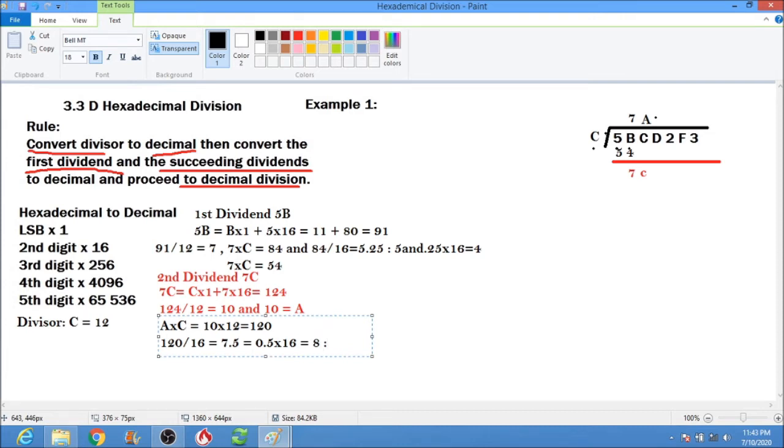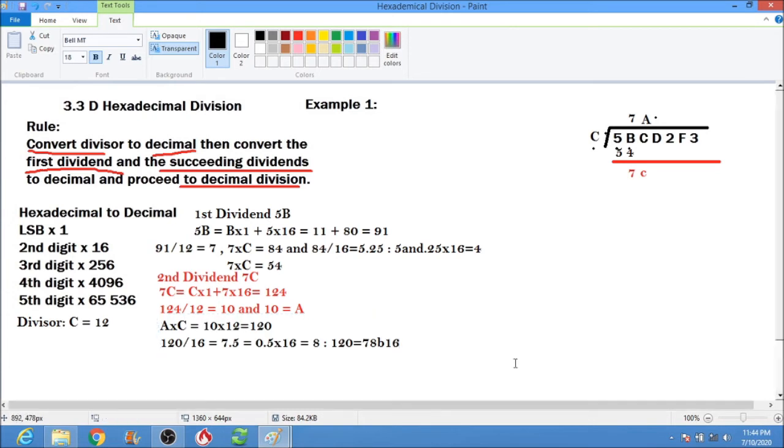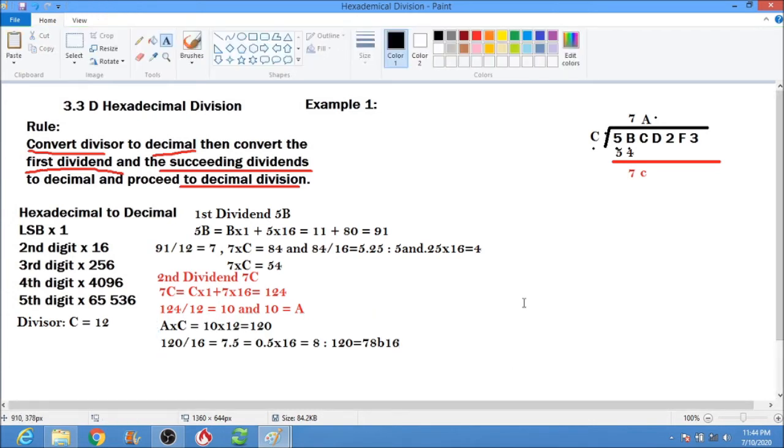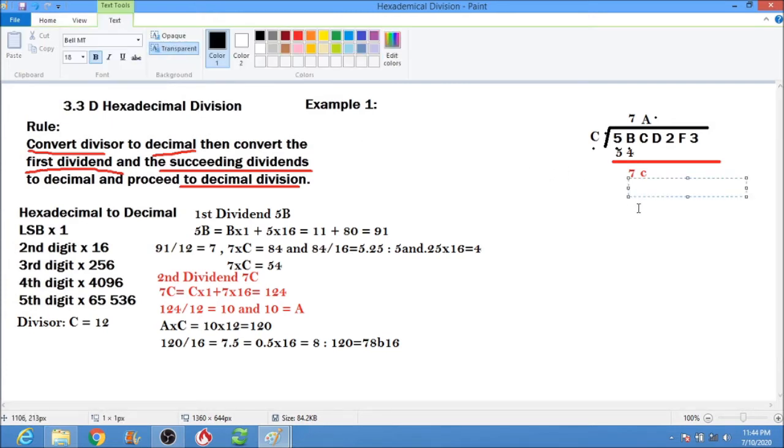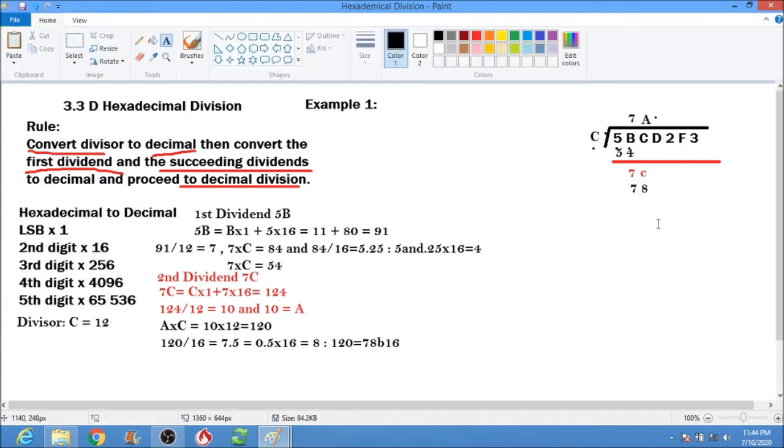So therefore we have 120 is equal to 78 base 16. So we write 7, 8.